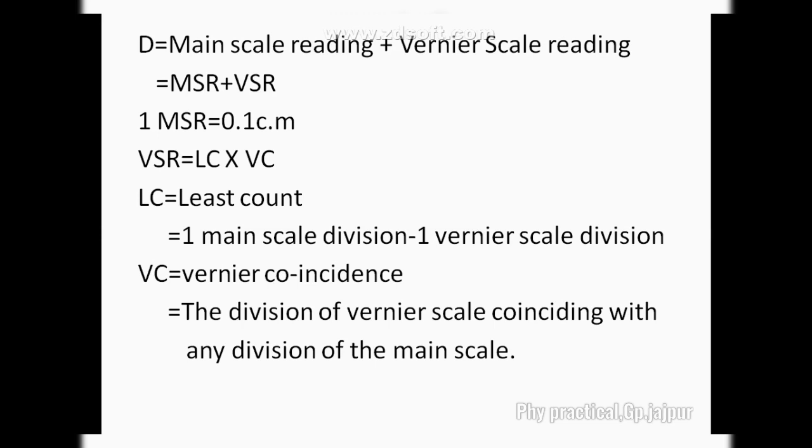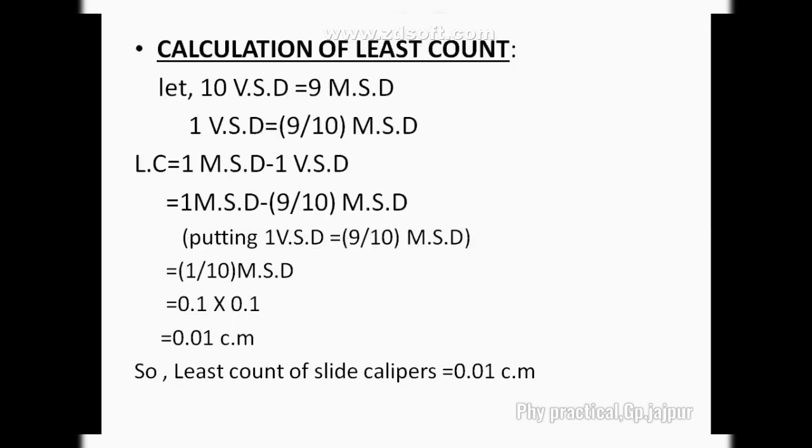Okay. Before we proceed with our experiment, we have to know the instrumental errors. What are instrumental errors? They should be called zero errors. Later we will discuss what is zero error. First we have to find the least count.